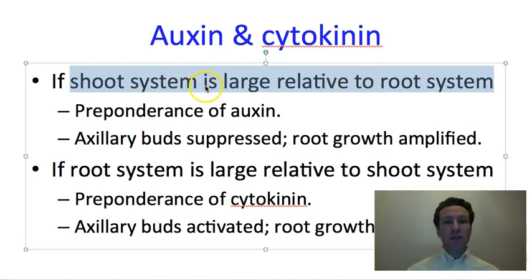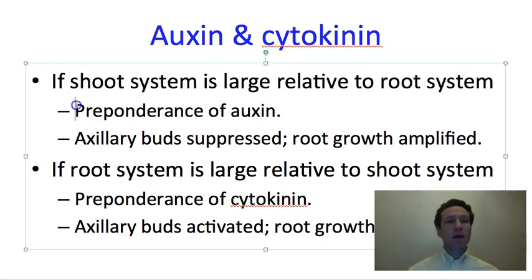However, if there's a lot of shoots, that also means there are probably a lot of shoot apical meristems, each one of which is producing auxin. Since there's not very many roots, there's not a lot of cytokinin being made. This means that the ratio of the two is going to be in favor of auxin, and auxin has the effect of suppressing axillary buds. If the axillary buds are suppressed, that means the shoots aren't going to grow very much at this time.